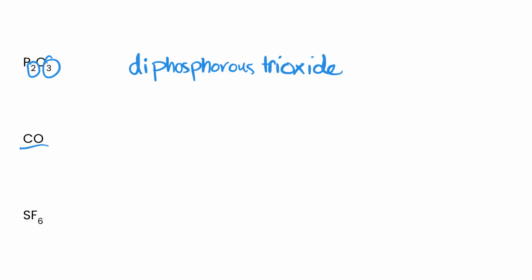Our next one, CO. C is carbon. O is oxygen, or oxide, since we're changing the ending. Now, they both only have 1. We don't put the mono on the first one, but we do have to put the mono in front of the oxide. So this becomes carbon monoxide.